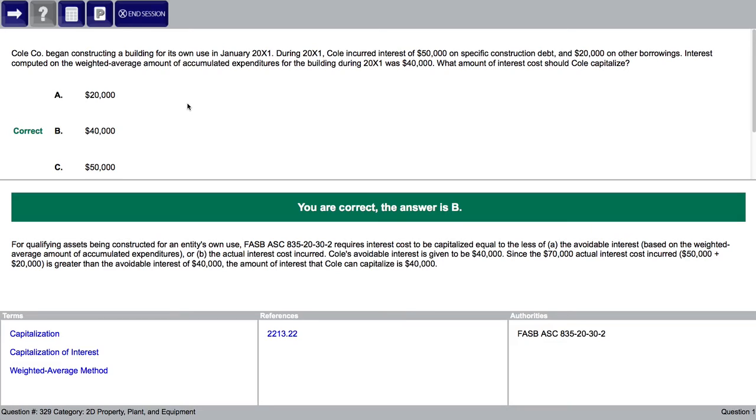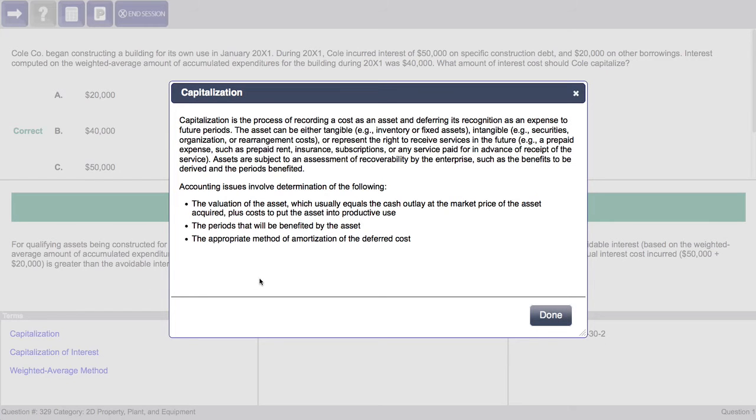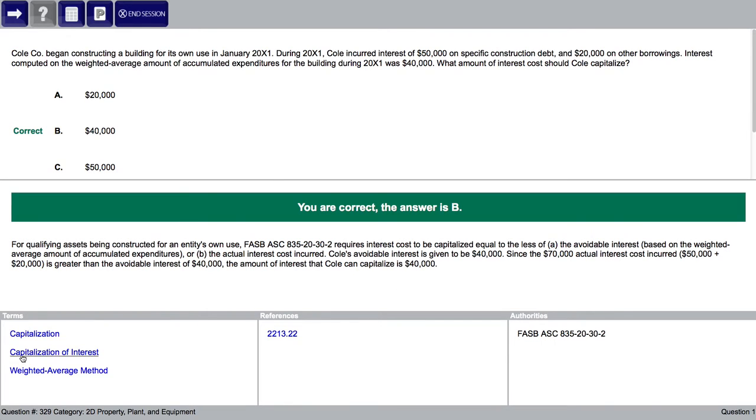Now within Ninja MCQ, we always have key relevant terms, and those terms, if you're watching the video, you can see it. If you're listening just on the podcast when you're driving around, you can't see it. The relevant terms are capitalization, capitalization of interest, and the weighted average method. Just real quickly, and if you're watching the video, you can always hit pause and read the whole thing. Capitalization is the process of recording a cost of an asset and deferring its recognition as an expense to future periods. And there's a more detailed explanation there, but that's the gist of it.